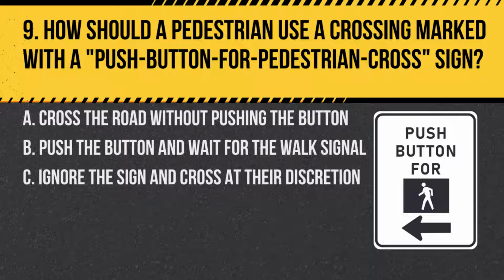Question 9. How should a pedestrian use a crossing marked with a push button for pedestrian cross sign? A. Cross the road without pushing the button. B. Push the button and wait for the walk signal. C. Ignore the sign and cross at their discretion. Answer B. Push the button and wait for the walk signal. Pedestrians should push the button to activate the crosswalk signal, then wait for the signal to change before crossing.